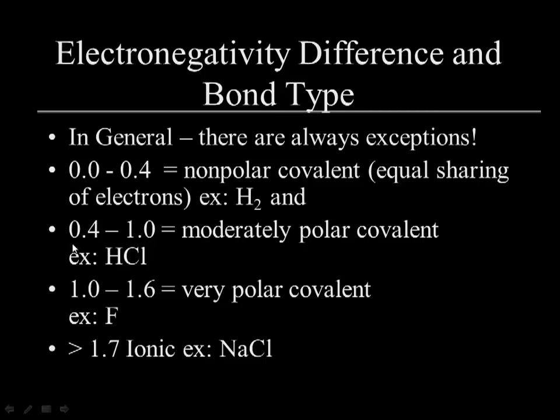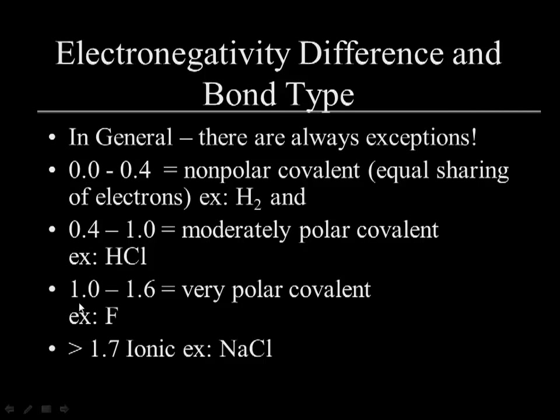If we have a difference between 0.4 and 1, you're looking at a moderately polar covalent bond. And an example of that would be the hydrochloric acid molecule. And in this case, the chlorine end of the molecule is slightly more negative than the hydrogen end of the molecule. And we'll look at some diagrams of this, and you'll see this in a little more detail.